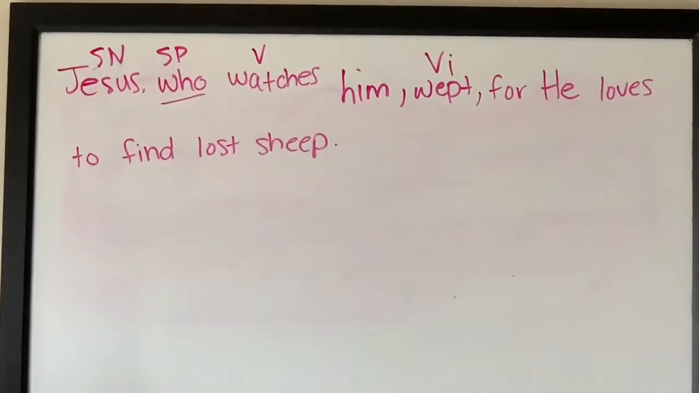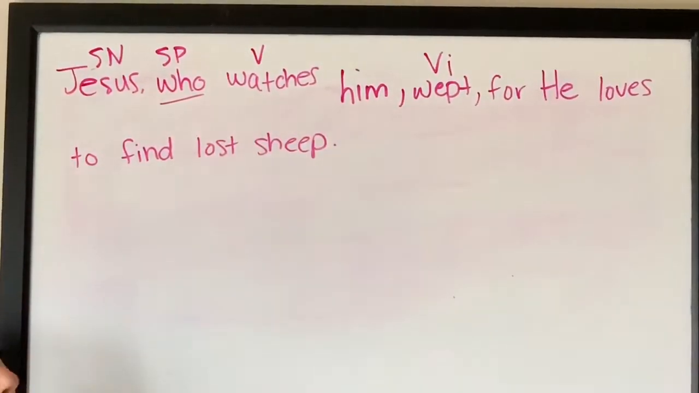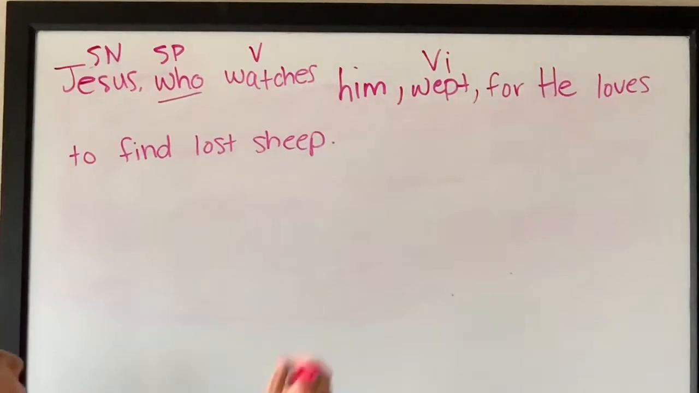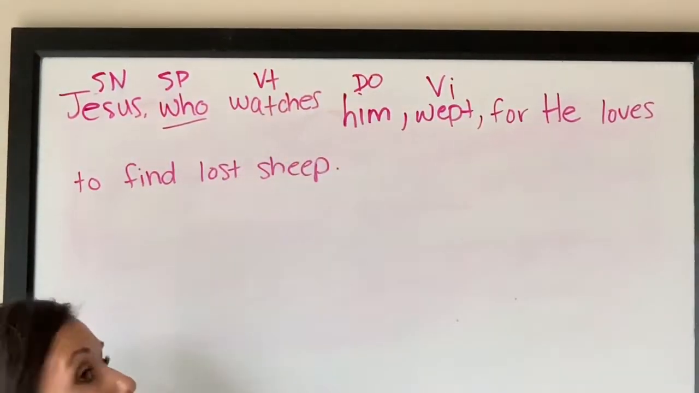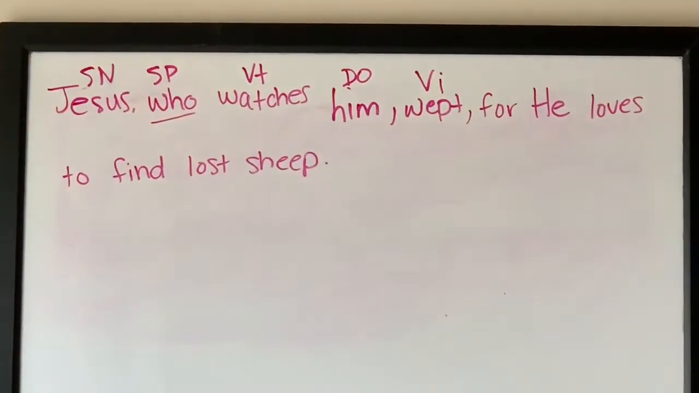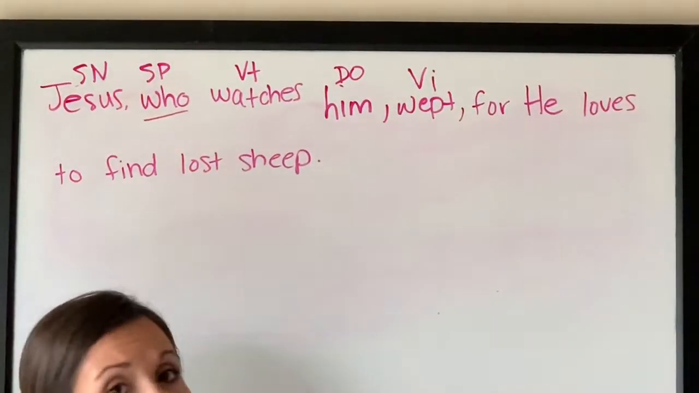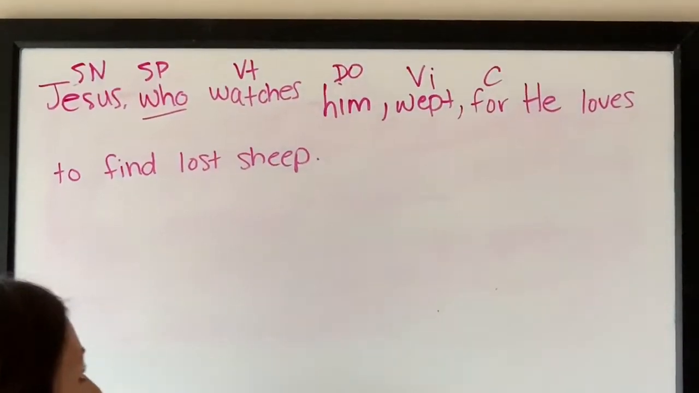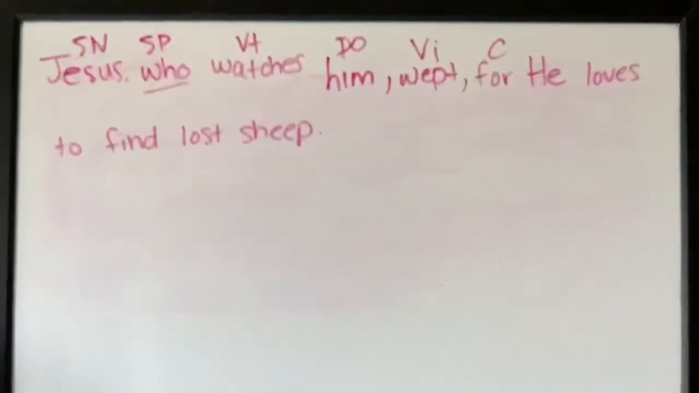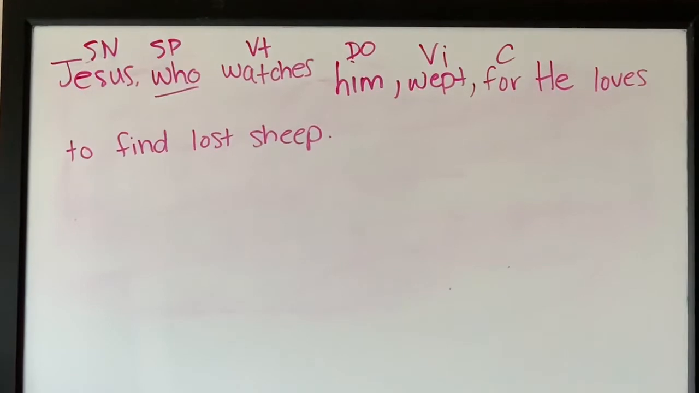Who watches him? Can "him" replace or describe who? No. So the answer is "him" is a direct object and "watches" is a transitive verb. Okay, now we have "for." What is "for"? It's a conjunction, a coordinating conjunction, right? A FANBOYS. For, he loves to find lost sheep.